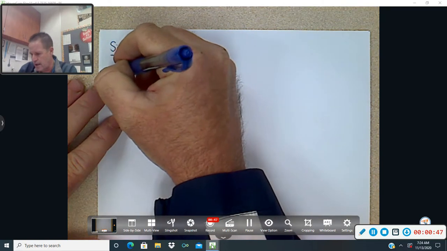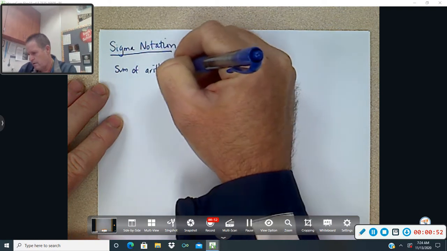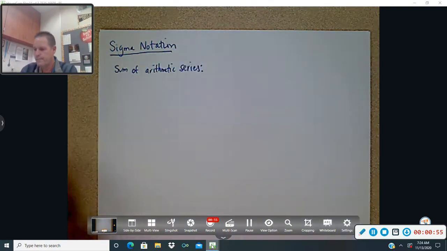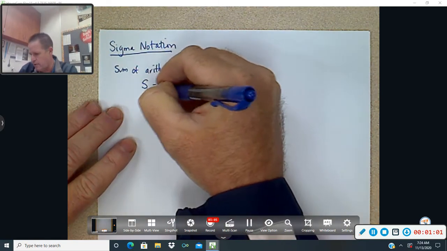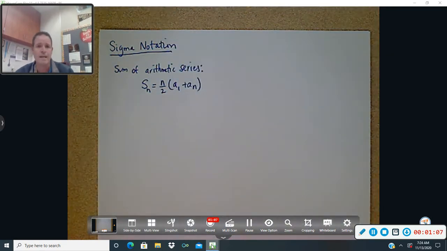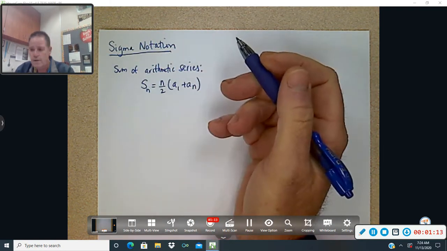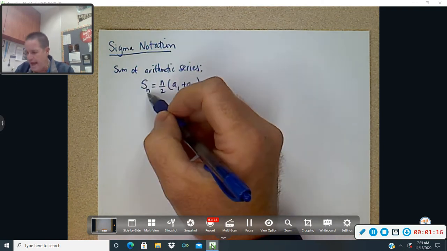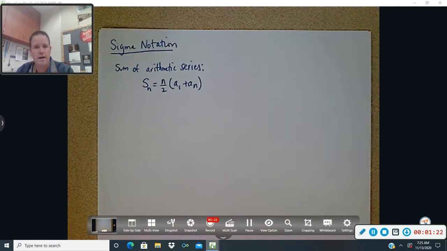Okay, so this is the sum of an arithmetic series. And here's the formula. It's S sub n equals n over 2 times a sub 1 plus a sub n. Now we're talking about the same things: arithmetic, where you're adding the same number over and over. S stands for sum. N is still the number of terms. So we got number of terms here, we got number of terms there. A sub 1 is the first term, and a sub n is the answer to the nth term.